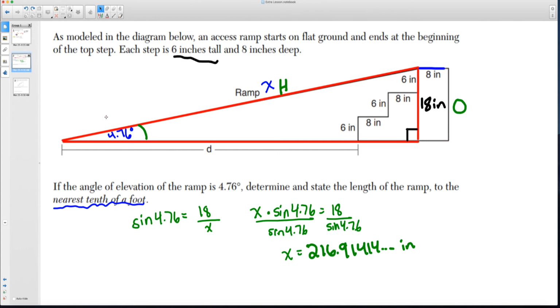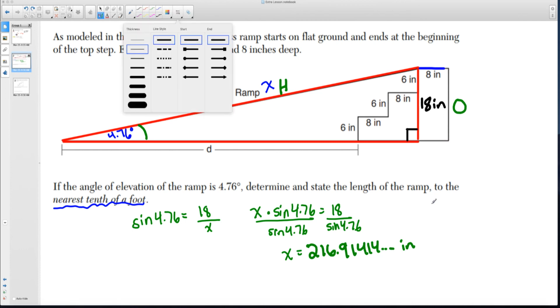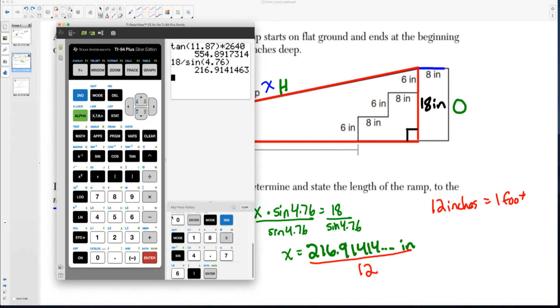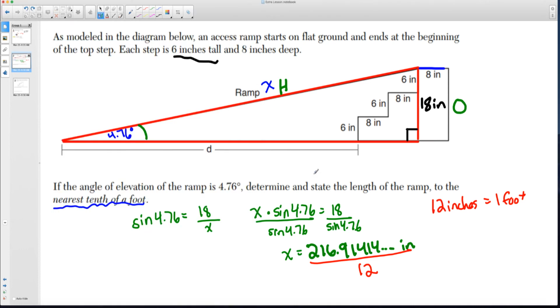So we need to think about inches to feet. Hopefully we know that there are 12 inches equals 1 foot. So I think probably the easiest thing to do would just be to divide by 12, see how many groups of 12 we can make. So dividing by 12 gives us 18.07, so to the nearest tenth, 18.07 would be 18.1 feet. So now we know that this ramp is 18.1 feet.